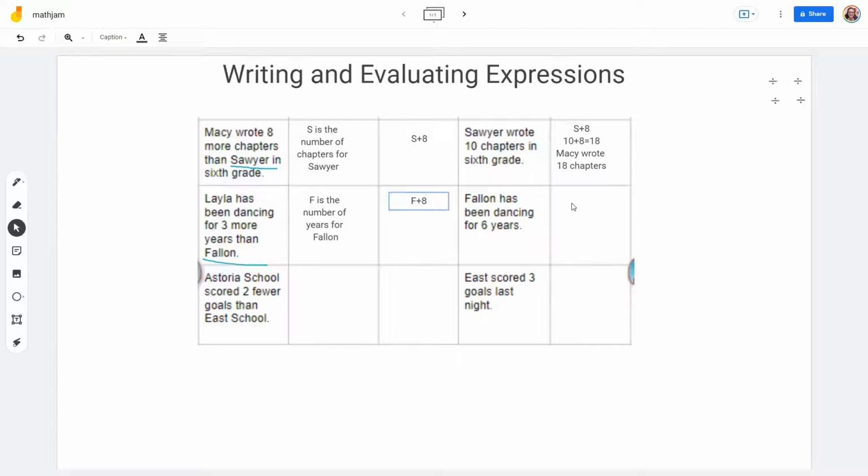Now in our next column, we find out that Fallon has been dancing for 6 years. So let's rewrite our problem. We started with F plus 8. I'm sorry, F plus 3, not F plus 8. Let me fix that here. Okay, there we go. So we have F plus 3. That's the number of years that Fallon has been dancing, plus 3 more to tell us how many years Layla's been dancing. Now we find out that we can replace that F with a 6. So we'll have 6 plus 3, which of course equals 9. And now we can say that Layla has been dancing for 9 years.